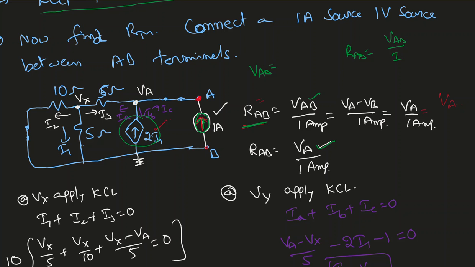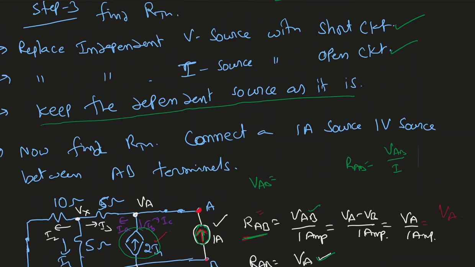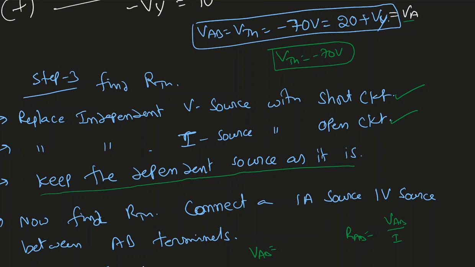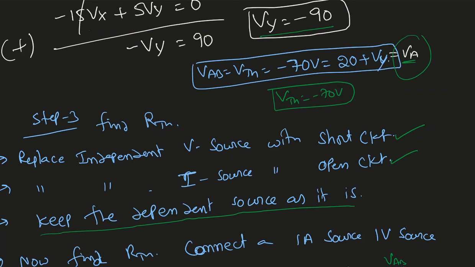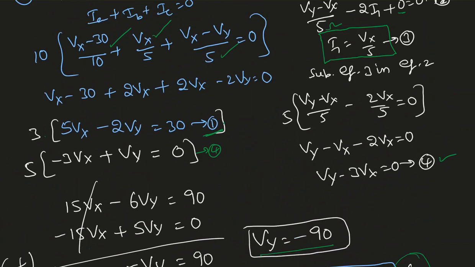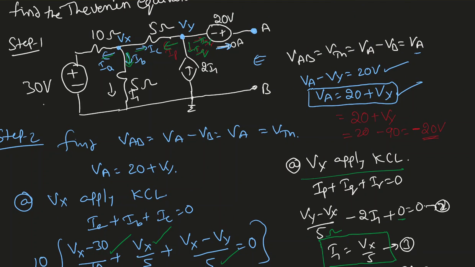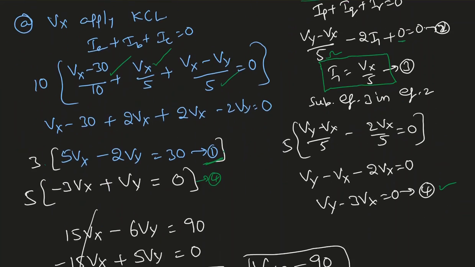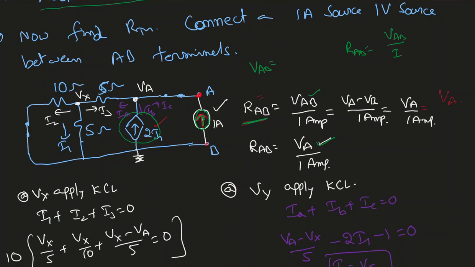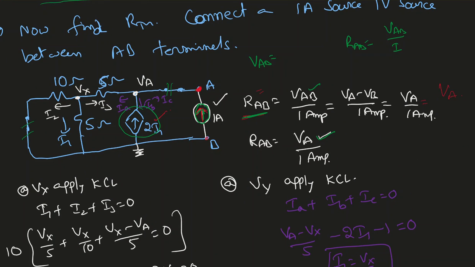Okay. Some students always get confused. They say, oh, I already found VA right there. Can I use this VA for Thevenin? No, we cannot use this because that circuit is different. That circuit has a voltage source right there and another voltage source there. Now, while finding RAB, we have a different circuit. These two voltage sources are gone. At the same time, I have another current source. So this is an entirely different circuit than the previous one.